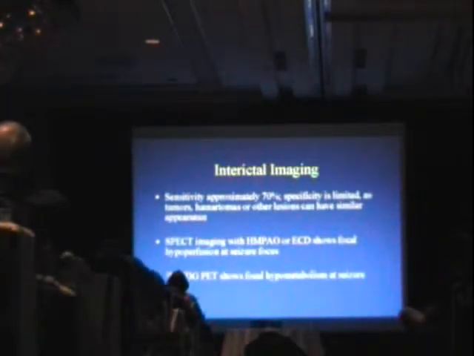Interictal imaging is what you do when you can't get the patient to seize for one reason or another, and the sensitivity here is much lower. It's about 70%. And the specificity is also not very good, because what we're looking for now are areas of decreased uptake. So there's been some neuronal death in the area of the seizure focus. There's also some hypometabolism due to these exhausted neurons. And so what you see is decreased activity.